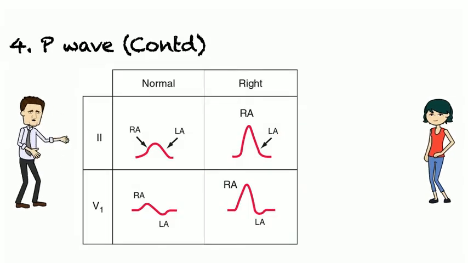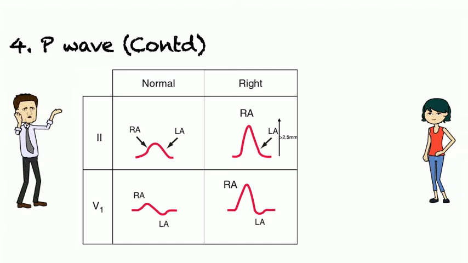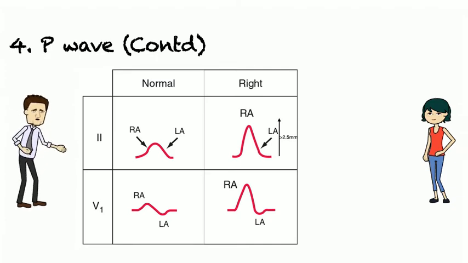In right atrial enlargement, there is a tall P wave in lead 2, as the initial half of depolarization is prominent. It is defined as voltage greater than 2.5 mm or larger than 2½ small boxes. Also, in right atrial enlargement, there is a prominent positive or monophasic positive P wave in V1.